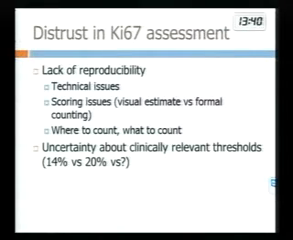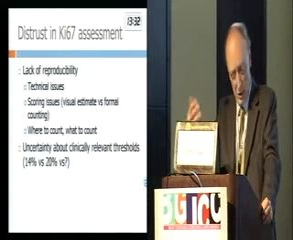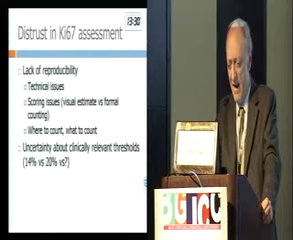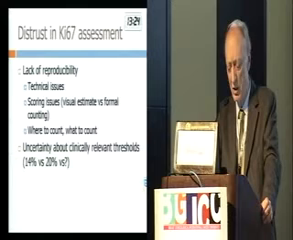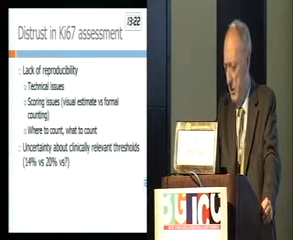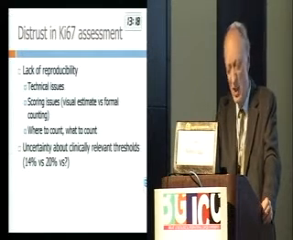The distrust in the assessment of Ki67 was mainly based on some true evidences, which was lack of reproducibility in Ki67 evaluation. This was because of technical issues, because of scoring issues.